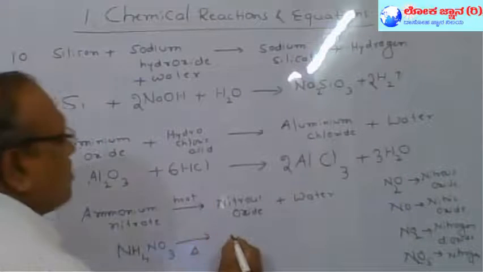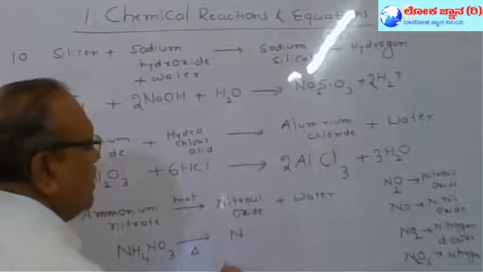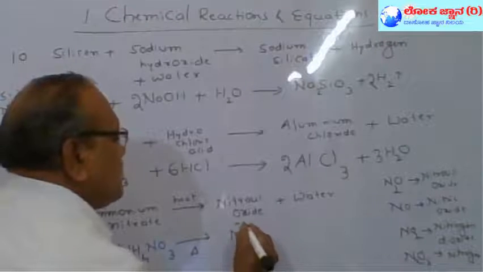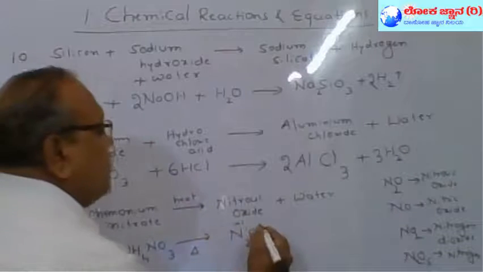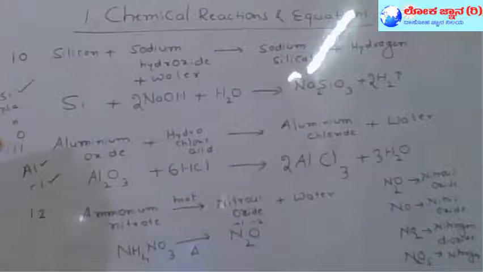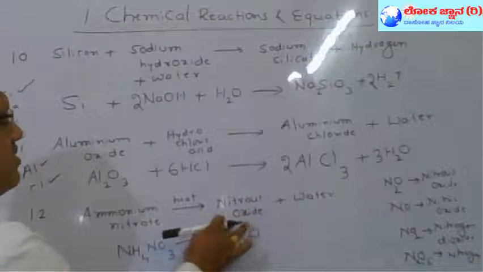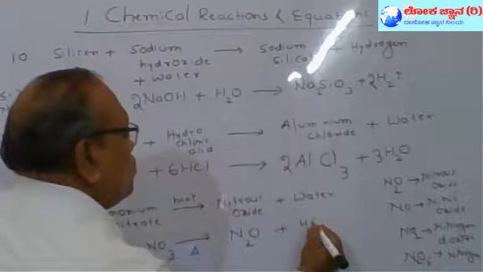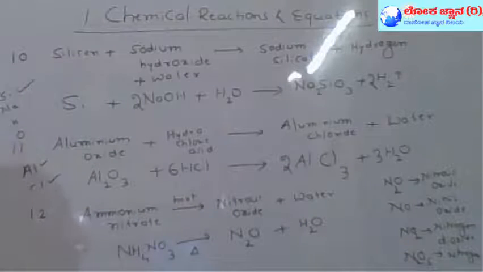So nitrous oxide symbol is N2O. Actually in nitrous oxide, the oxidation valency of nitrogen will be plus 1. Oxygen will be minus 2. Plus the valency. You will get nitrous oxide. Plus what is the formula for water? H2O.